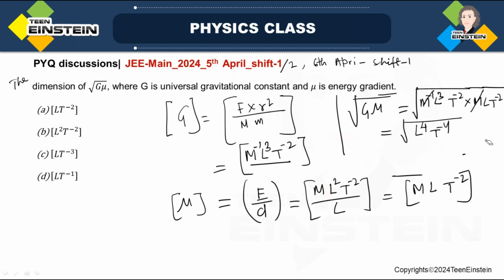Let me write it properly. So what I'm getting is L to the power 2 and T to the power minus 2. Okay, so option B will be the correct answer for this question. Here, this mu energy gradient is where you might get stuck. You have to understand that when you are not given the gradient, energy gradient means energy per unit length.